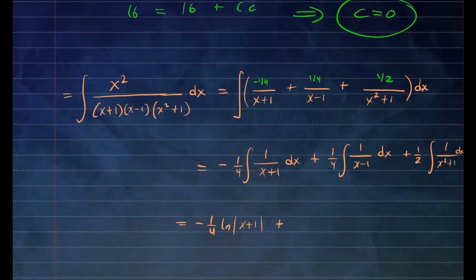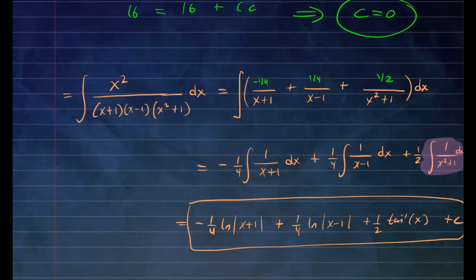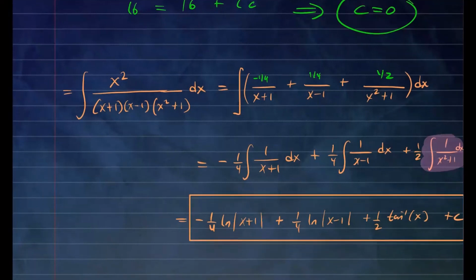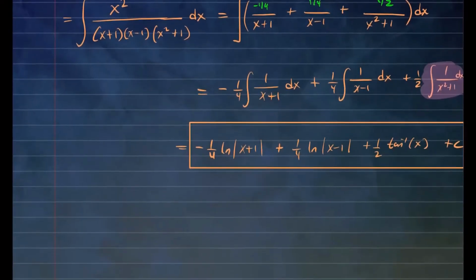Hold on to the integration constant. Plus 1/4 another ln of x minus 1, plus 1/2. Now this is arctangent, or tangent inverse. 1/2 of tangent inverse of x plus c. So that's one answer. Now, if you want to be very fancy with the laws of logarithms, you can rewrite this.